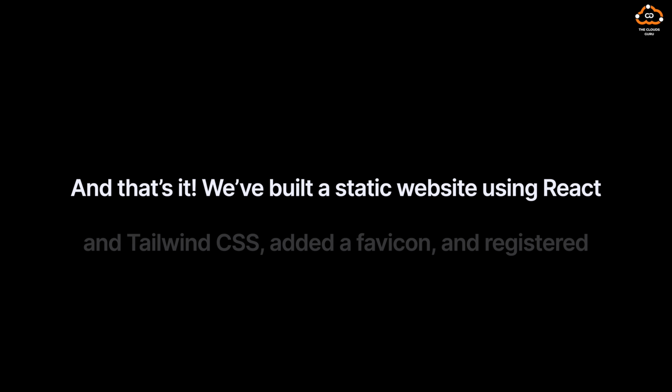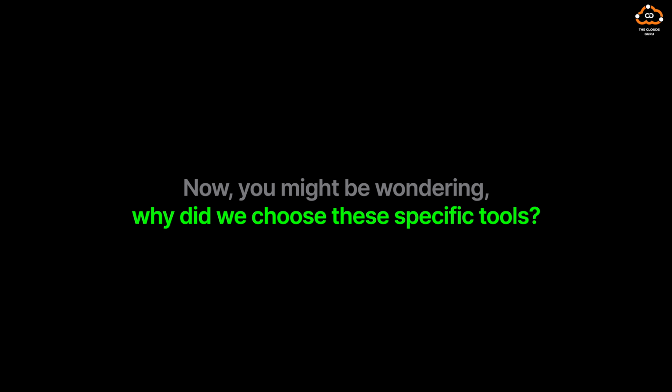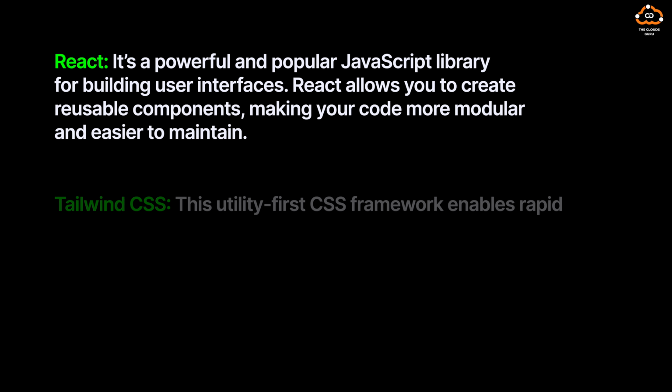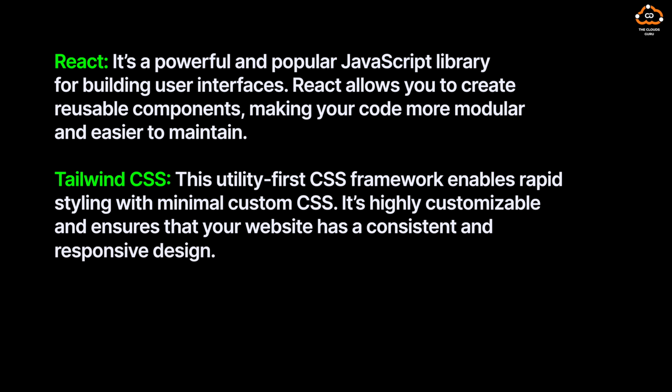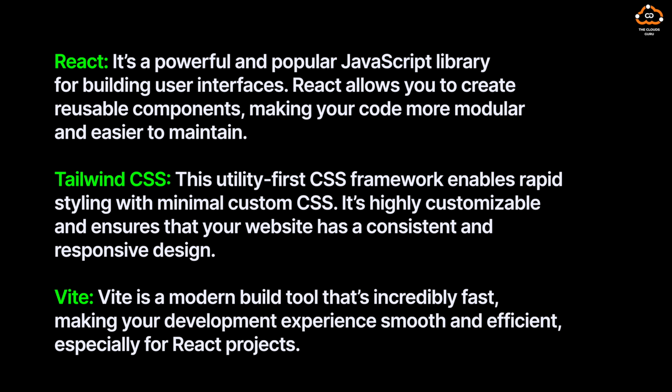And that's it. We've built a static website using React and Tailwind CSS, added a favicon, and registered it with Google. Now, you might be wondering, why did we choose these specific tools? React, it's a powerful and popular JavaScript library for building user interfaces. React allows you to create reusable components, making your code more modular and easier to maintain.